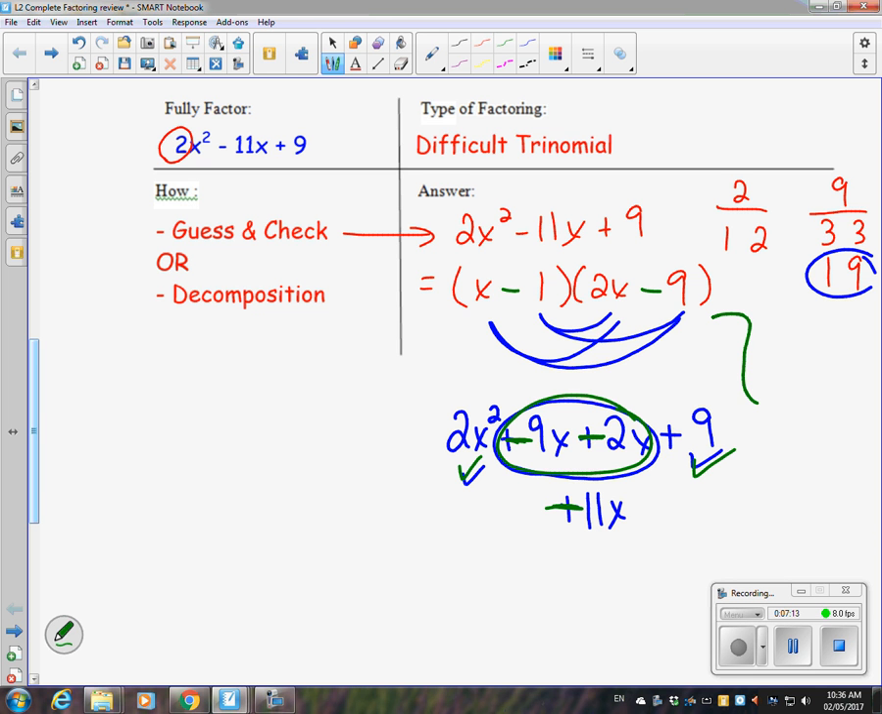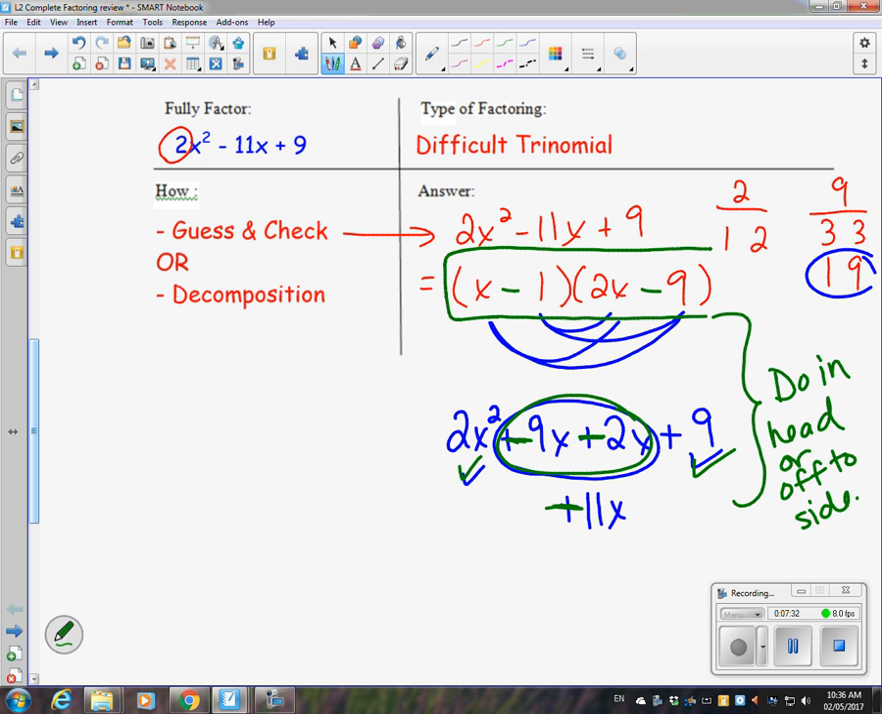This whole part I do in my head. I don't actually write it down like this on the question. I do it in my head or off to the side to check. So that now I know my factors are x minus 1 and 2x minus 9.